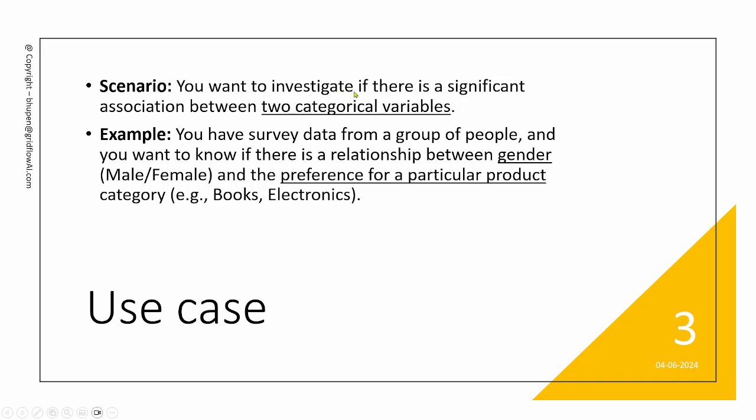For example, you want to investigate if there is a significant association between two categorical variables. For example, gender, male and female, and the other categorical variable can be the choice of a particular product, let's say books. You would like to find out if there is any association between the gender and the product preference. That would be one use case.